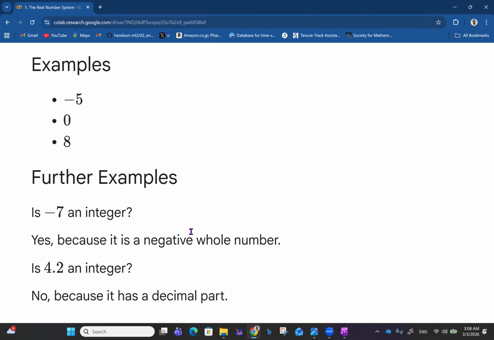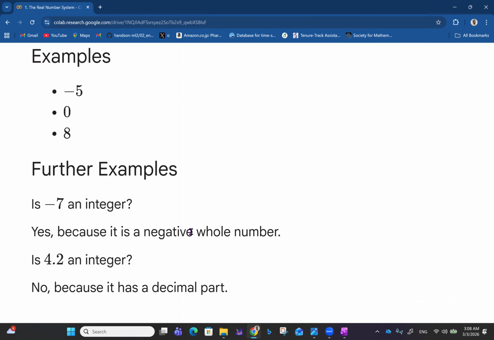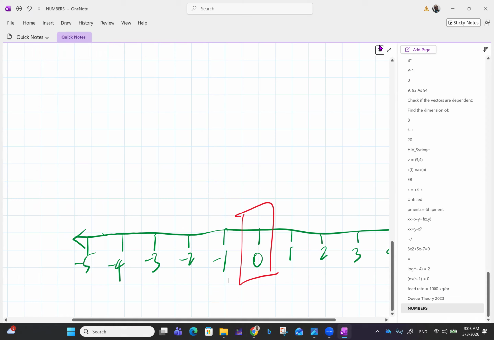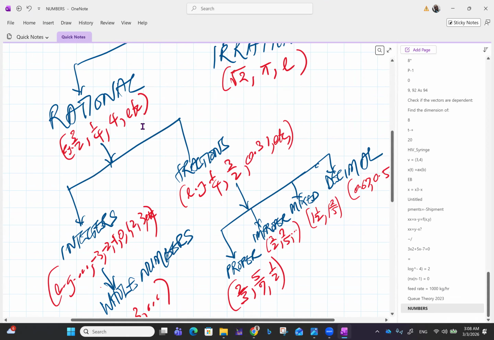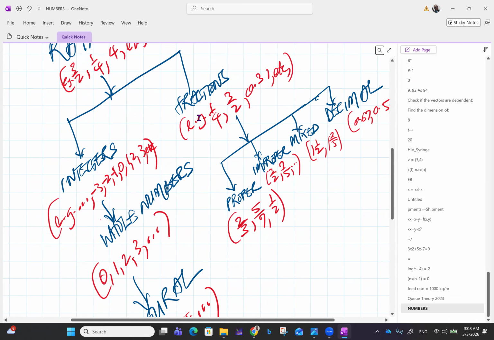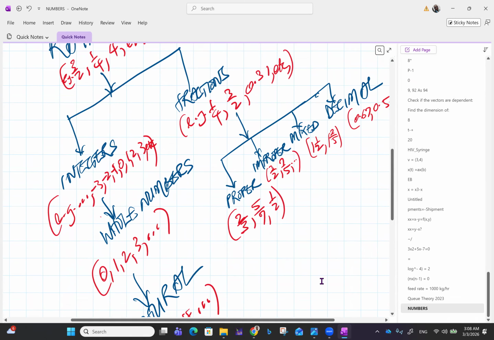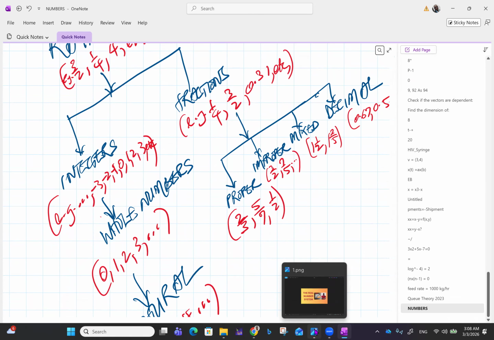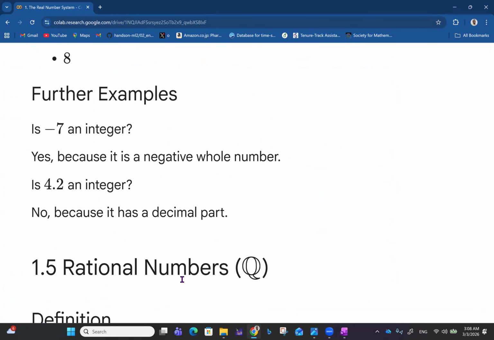So integers are made up of positive whole numbers, negative whole numbers, and zero. Is 4.2 an integer? No, because there's a decimal part here, you cannot say it's an integer. If you look at the classification I did the other time, I broke down rational numbers into integers and fractions. So fractions are not integers. Integers are positive whole numbers, negative whole numbers, and zero. Okay, and then coming back here, 4.2 is not an integer because of the decimal part.